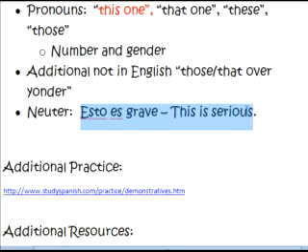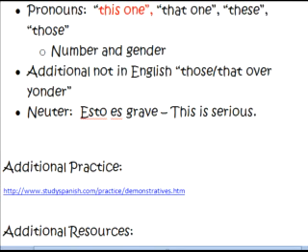And then finally, as you saw in the book, there is a neuter one. So if I'm talking about just the general concept of something being serious, esto es grave, okay? Or eso es grave, that's serious. The male singular form wins out.